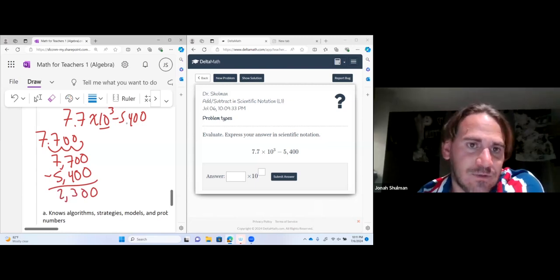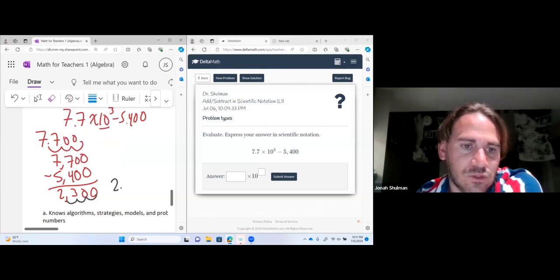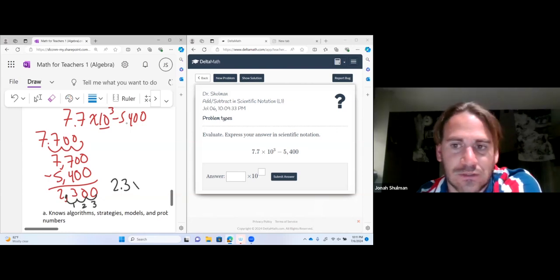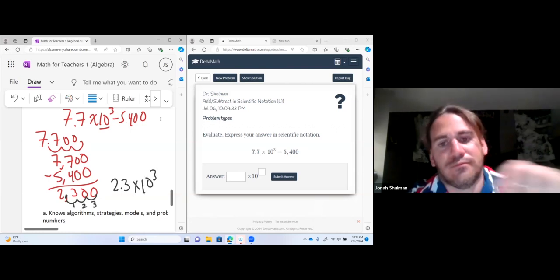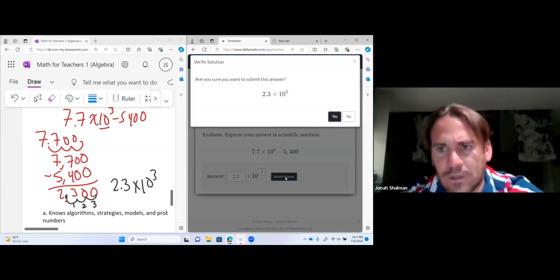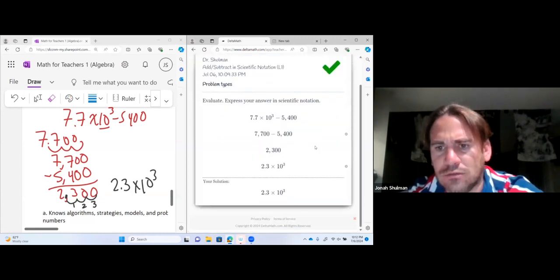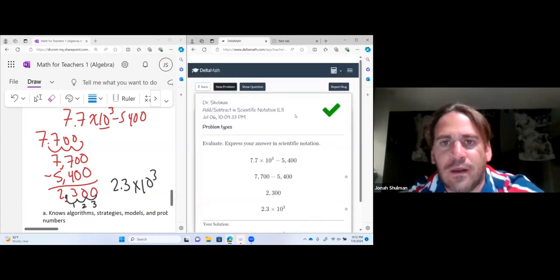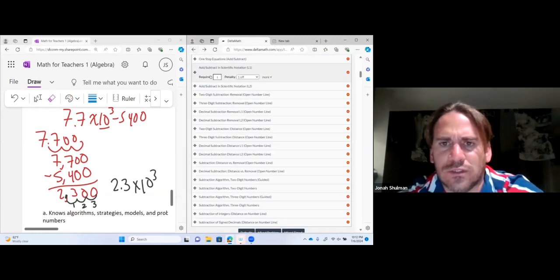But to make it scientific notation, we have to count 1, 2, 3. So it's 2.3. There's where the dot goes. 1, 2, 3 times 10 to the third. And there's your final answer. Magic. All right, let's see what the next one has in store for us.